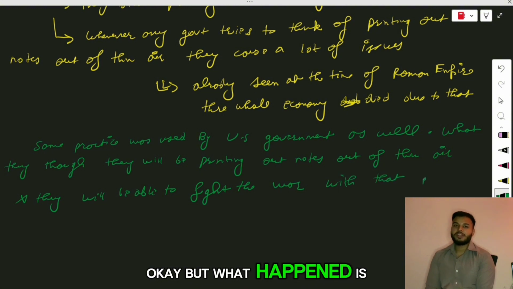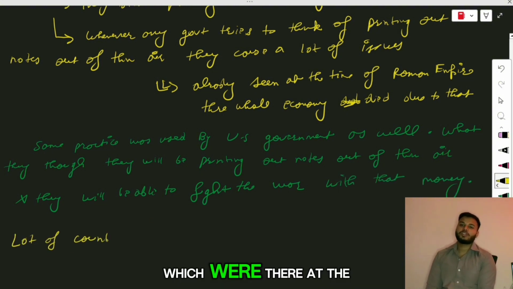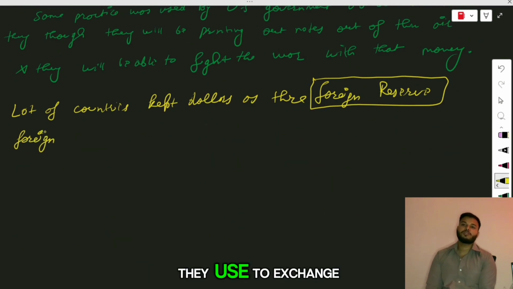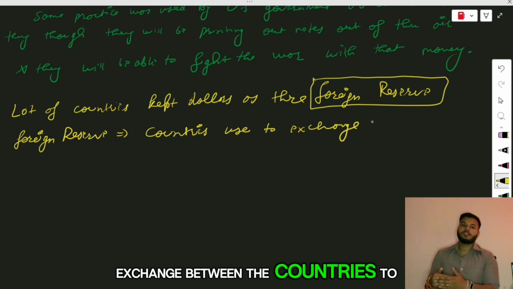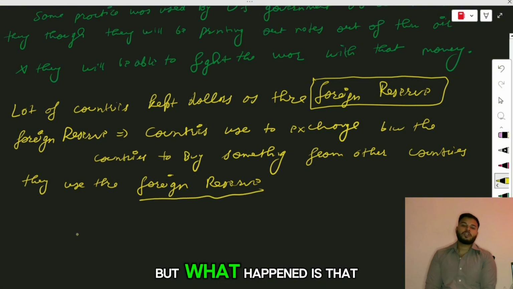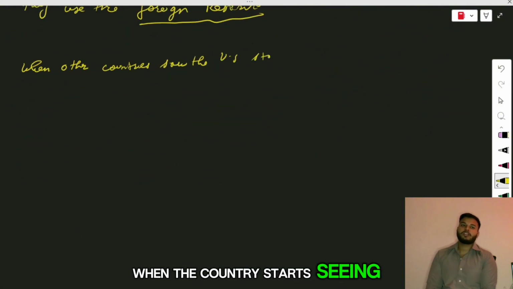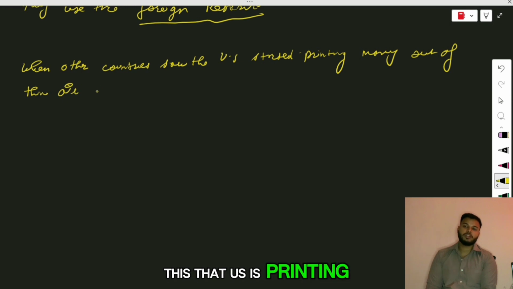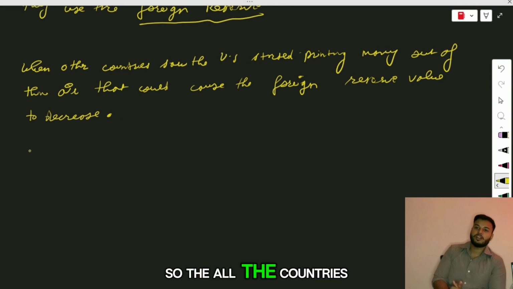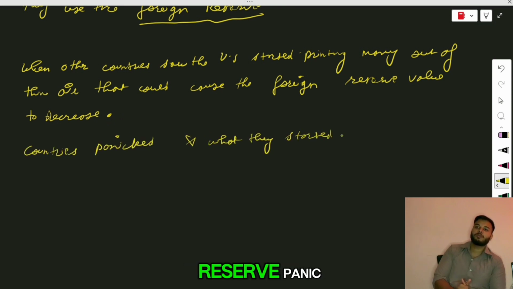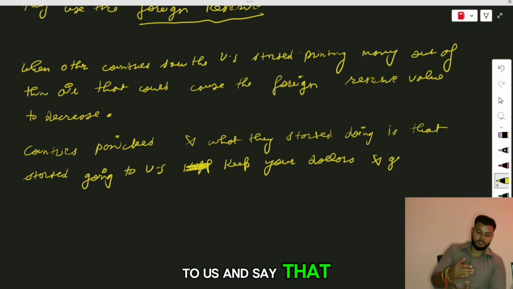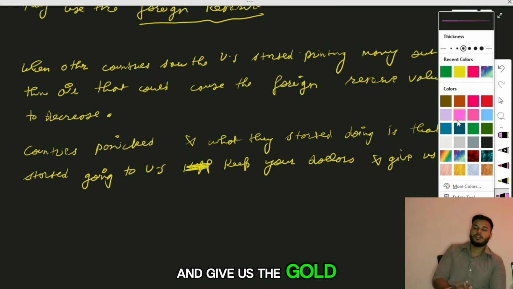Okay, but what happened is that a lot of countries at the time kept the dollar as their foreign reserve. Basically, foreign reserve is something they use to exchange between countries to buy something from other countries. But when the countries saw that the US was printing money out of thin air, they feared this could cause the value of the foreign reserve to decrease. So all the countries holding this foreign reserve panicked, and they started going to the US and saying, keep your dollar and give us the gold in exchange.